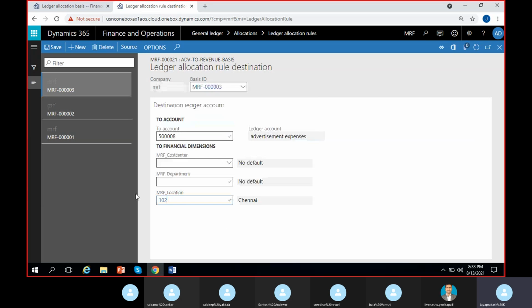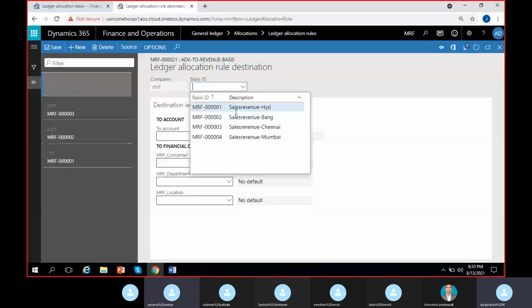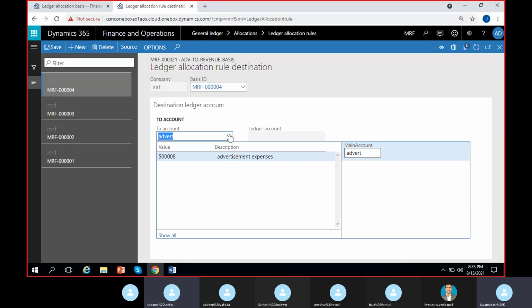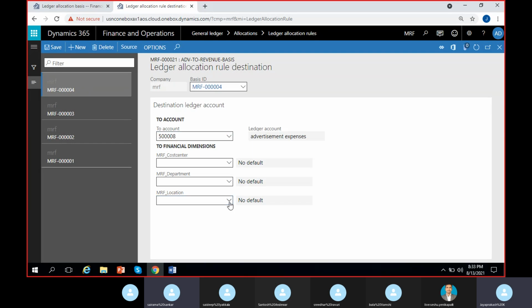So the fourth one, can someone guide me how to do the fourth one? Anyone? Click on new, select the basis ID as number 4. Then to which account? To account as advertisement expense account. Okay, then location value is Mumbai location. Save. So we are done with source and destination as well.